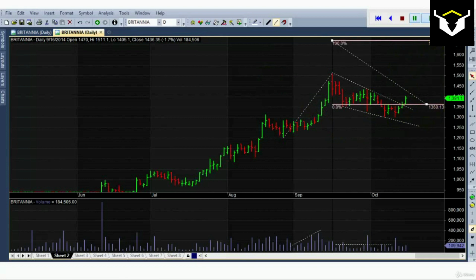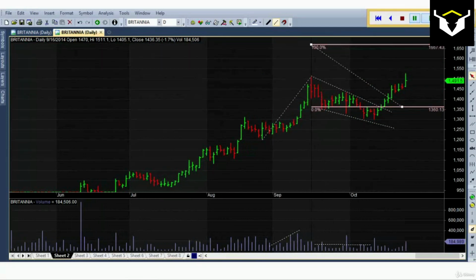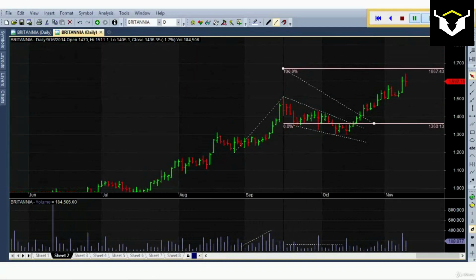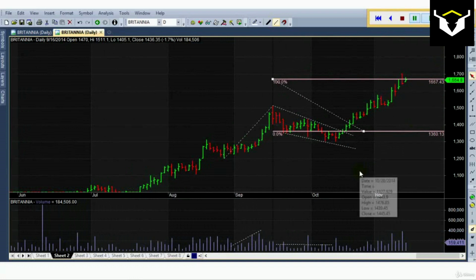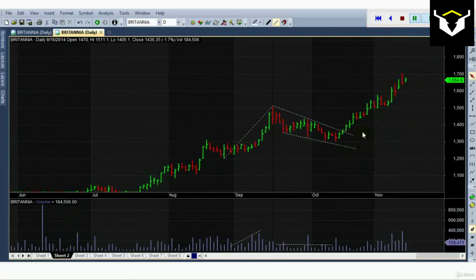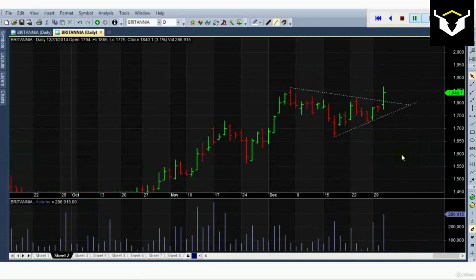Let's go ahead and add some bars and see if our target is met. There you go, our target is met. And you can see once prices resumed its upward move, volume increased considerably. Our next example is also of Britannia Industries, a daily chart.